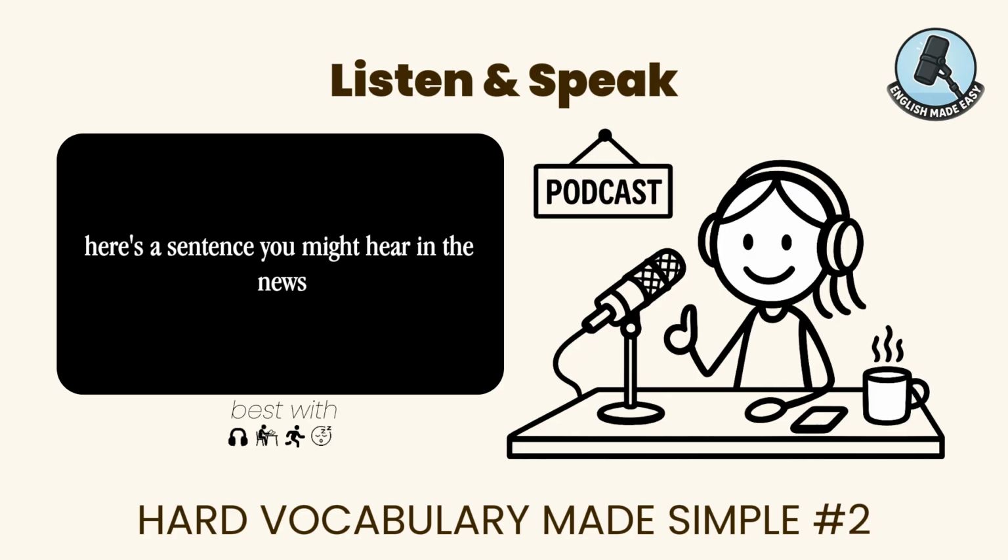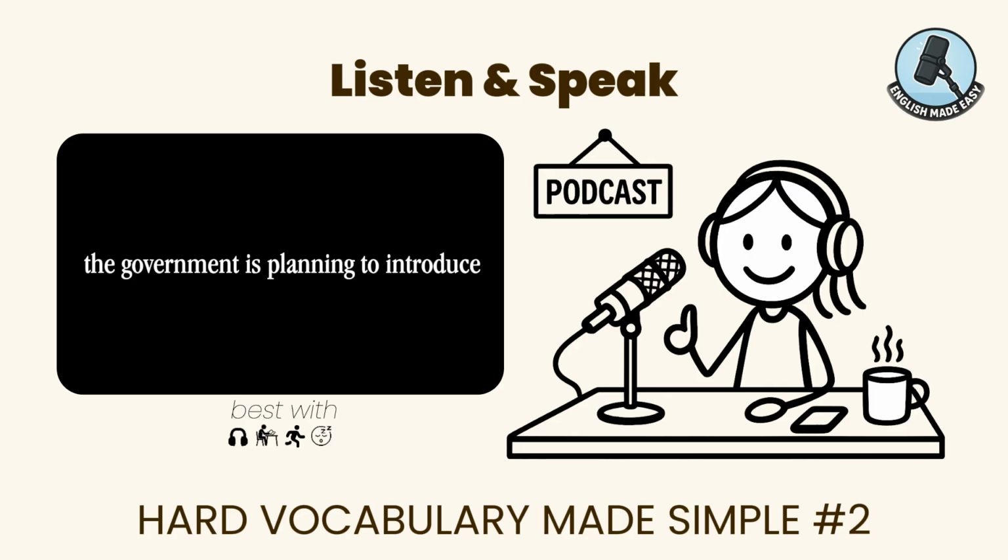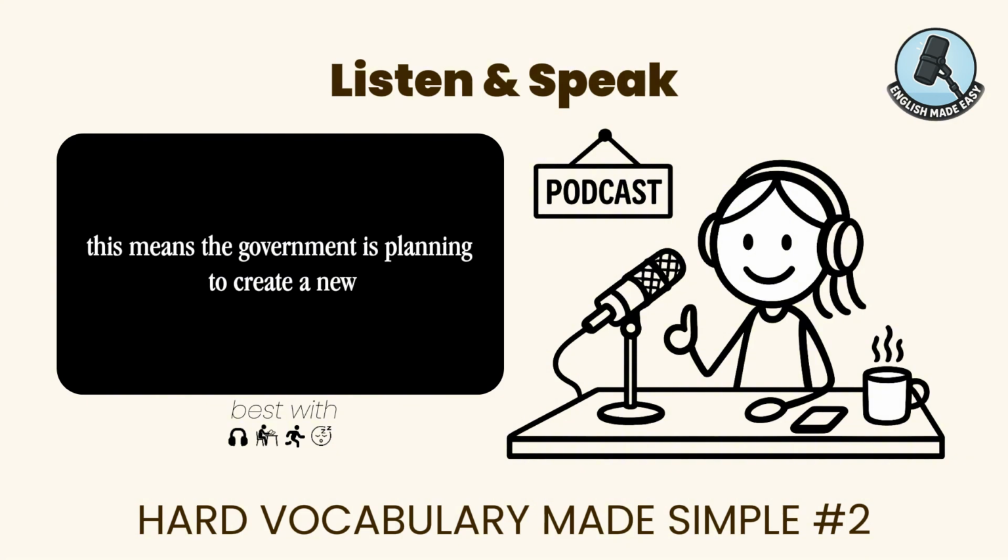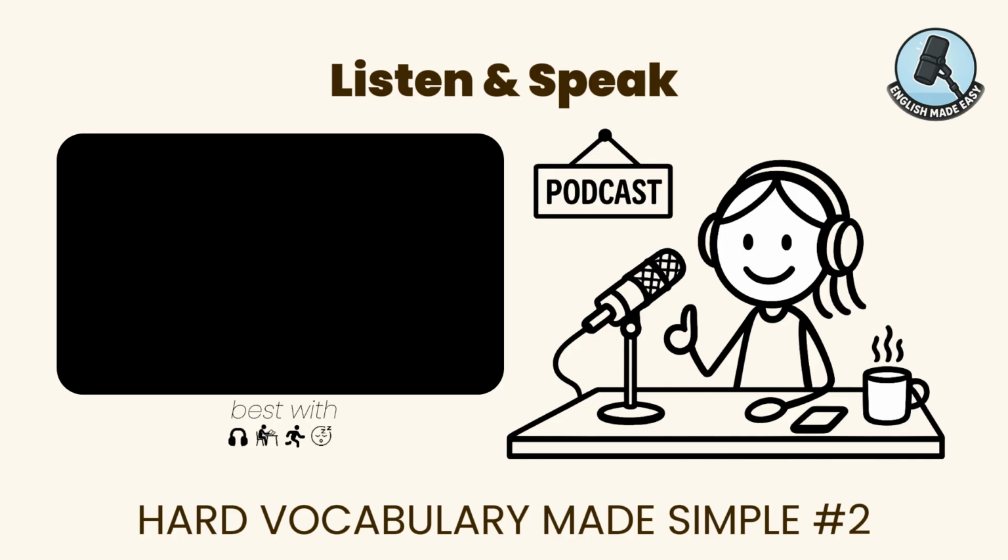Here's a sentence you might hear in the news. The government is planning to introduce new legislation on data privacy. In simple terms, this means the government is planning to create a new official law to protect people's information online. A very simple synonym for legislation is just laws, acts, or statutes.